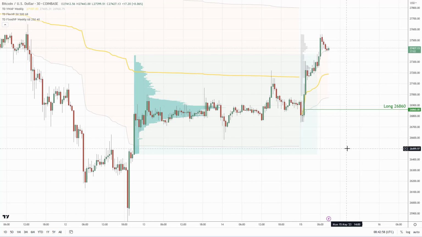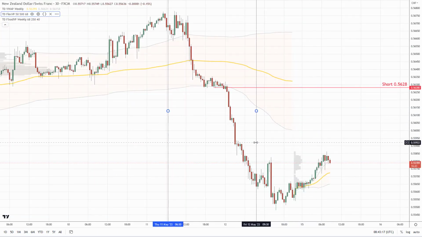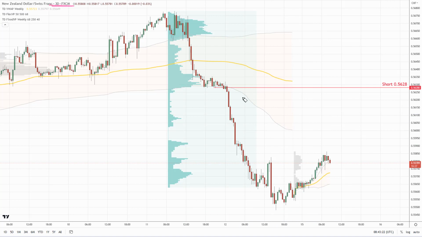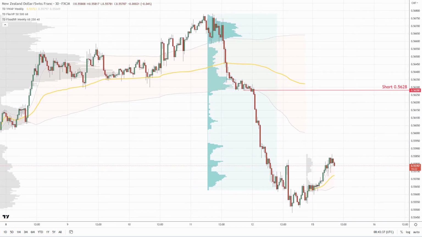Now the next trading idea that I want to show you is on the New Zealand dollar Swiss franc. So let's check it out. This is a 30-minute time frame of the New Zealand dollar Swiss franc, and what I want to talk about here is a trend setup, the same setup I used on the euro dollar. Let me move the chart a bit like this, so we can see more. So this is the downtrend, and a very significant volume cluster got formed in here within the downtrend. This volume cluster is telling us that this was a place where sellers were adding to their short positions as they were pushing the price downwards.